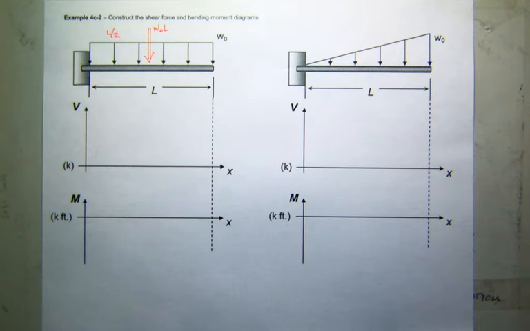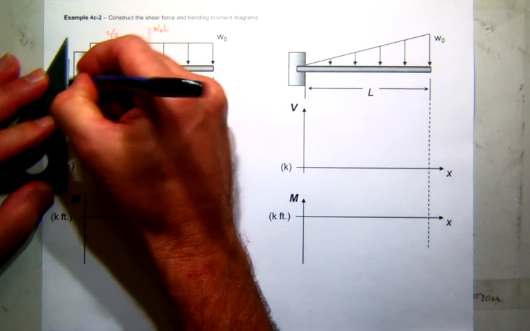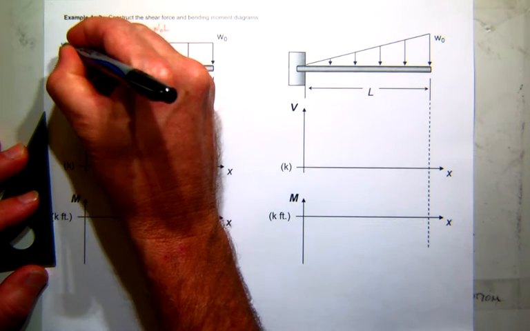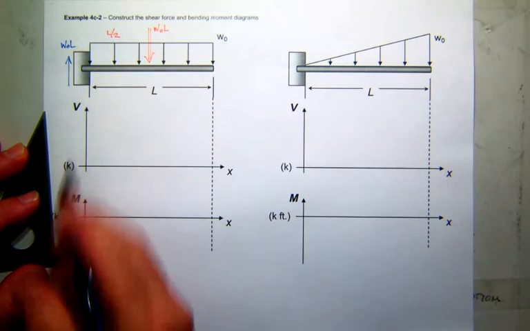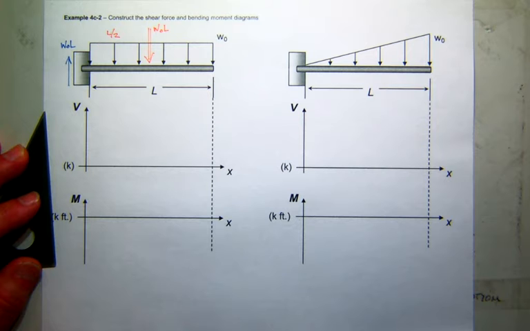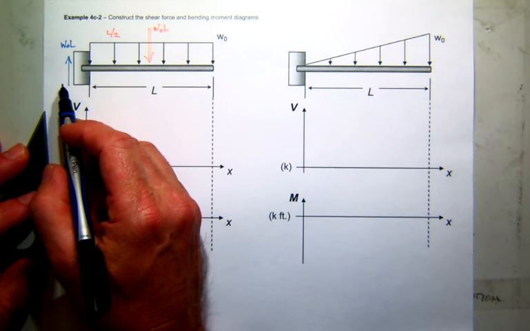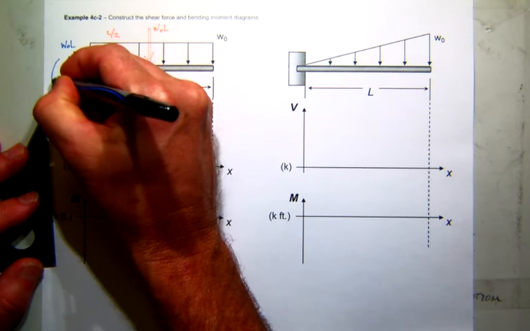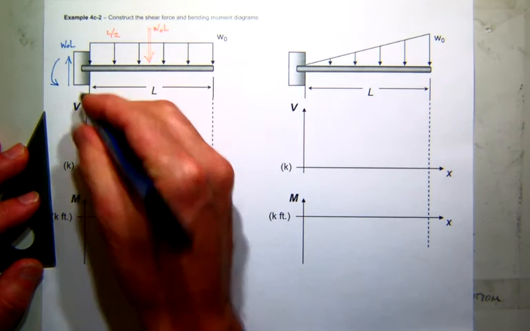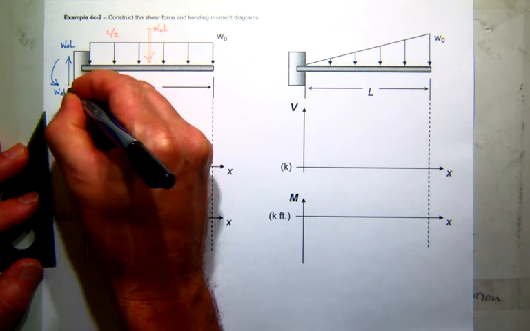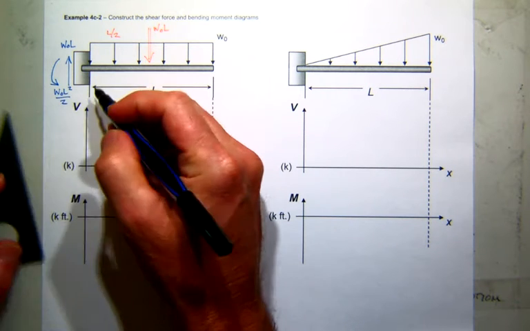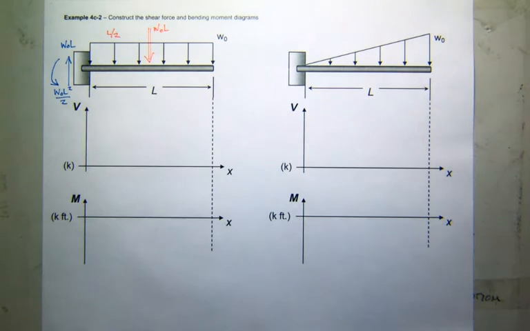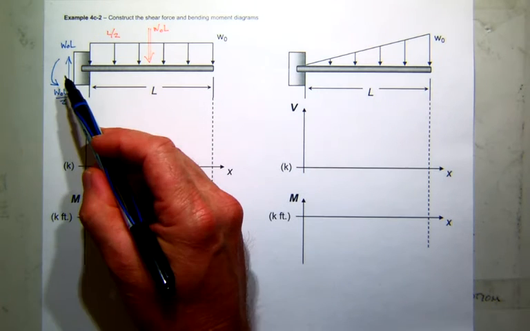So I think if you took enough time, you would see that the reaction force here is W naught L, and it's up. So what kind of shear is that? Shear force. Up on the left side. Positive. And then you can see that the moment is in this direction, and it's W naught L squared over 2. And what kind of moment is that? Bending moment. Positive or negative? Negative. So I know where I'm going to start, shear and moment.